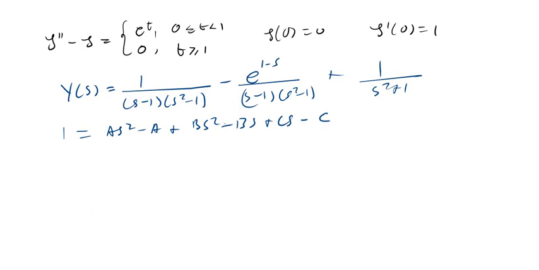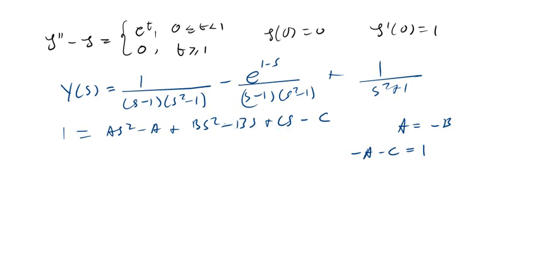I hope I've done the correct expansion there. Bs squared minus bs, then cs minus c. So clearly from this one and this one, it tells us that a is equal to negative b. Then from this one and this one, we have minus a minus c is equal to 1, which we can say is just a plus c is equal to negative 1, or even like this is fine.